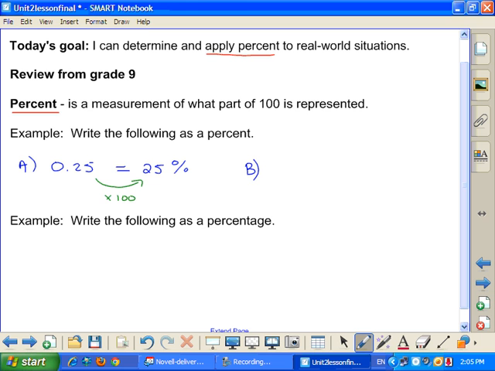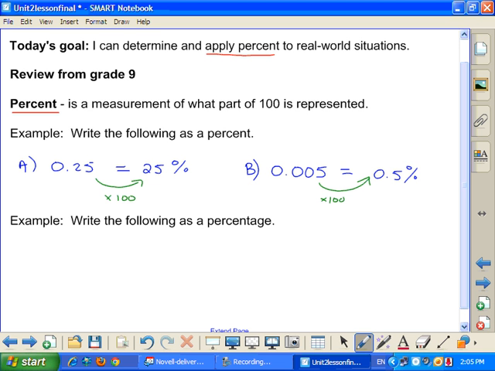B part, if it's 0.005, and we want to write it as a percent, you multiply by 100, which means you're basically moving the decimal over 2 places, and you end up with 0.5%. So there's how to write a decimal as a percent.